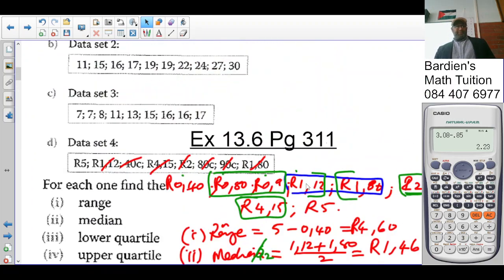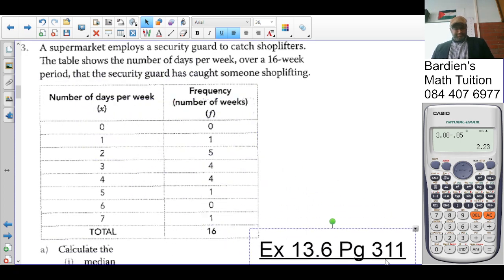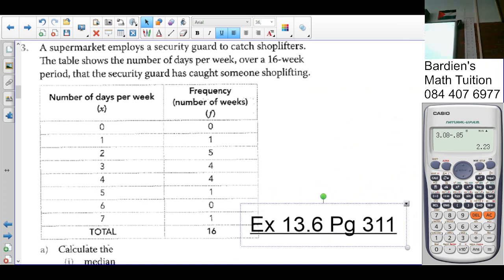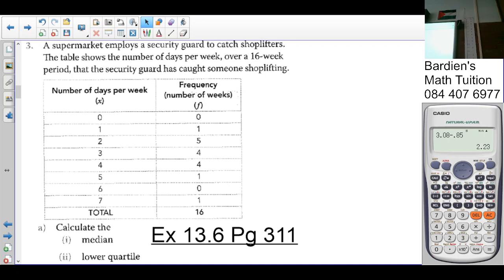Okay, so this is number 3 of exercise 3.16. We are told that a supermarket employs a security guard to catch shoplifters. The table shows the number of days per week over a 16-week period on which the security guard has caught someone shoplifting. It looks like this supermarket is quite busy with thieves. As you can see, 16 entries were recorded. Not so.